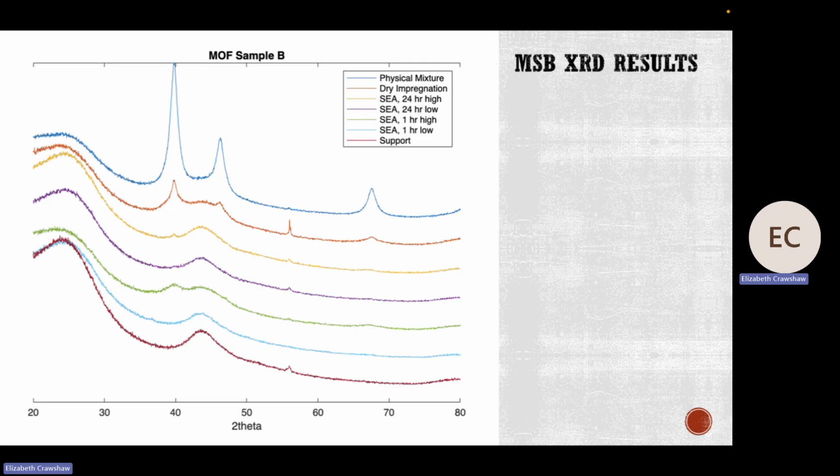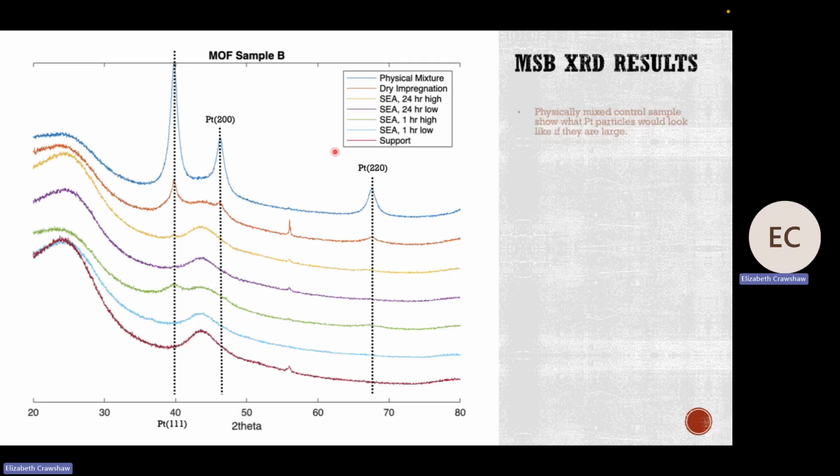I wanted to go over this one first because this is most similar to what the control looked like. We used aluminum C as the control. So essentially here you have your platinum 111 peak, and then you have your 200 peak, and then your 220 peak. And the way that this works is that with a sharper peak, you're going to have larger particle sizes.